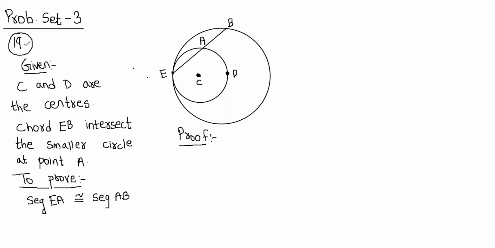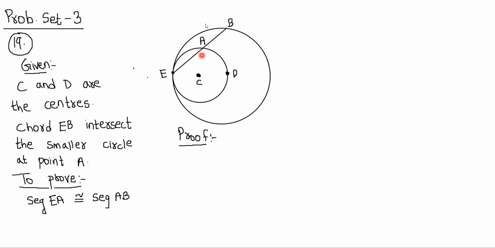Okay, so what is given in this sum? I'm starting with what is there in the sum. The given is C and D are the centers of the circle. Chord EB intersects the smaller circle at point A. We have to prove that segment EA is equal to segment AB.